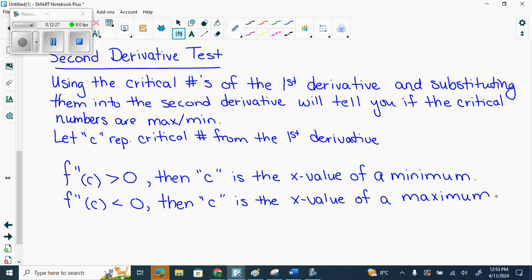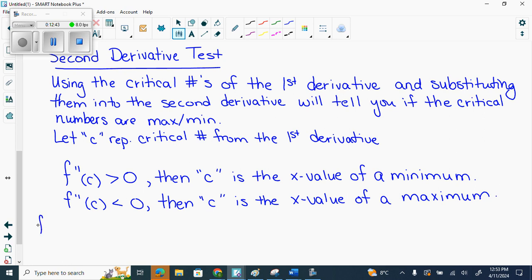If they ask for increasing and decreasing, you have to find out increasing and decreasing. But if they ask what are the maxes and mins, you can literally find the critical numbers, plug them into the second derivative, and you know if they're maxes or mins. You don't have to do the increasing, decreasing number line at all. So let's try it out.